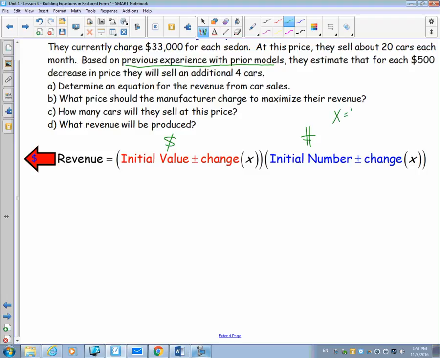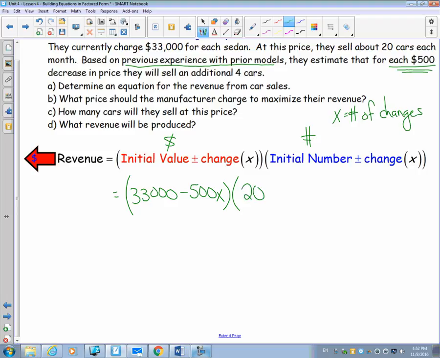So we say X is our number of changes when we deal with revenue questions. And how this equation is going to work is we're going to take our initial value, which in this case was $33,000. That's what each car is being sold for. And we're going to start changing that. We're going to try and find the optimal number of changes. We're changing that by dropping it by $500, so minus $500 every time I make a change. I don't know how many changes I need to make though. That's my X. We also knew that we sold 20 cars initially, but that's also going to change every time I change my price. It's going to go up 4 for every change that I make.